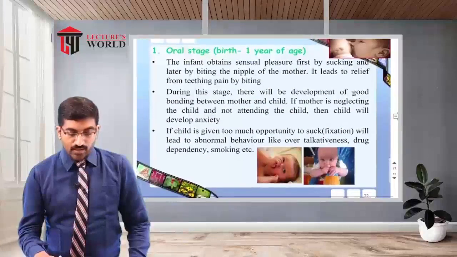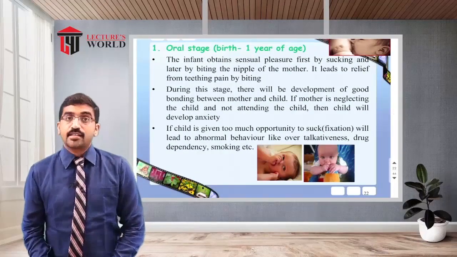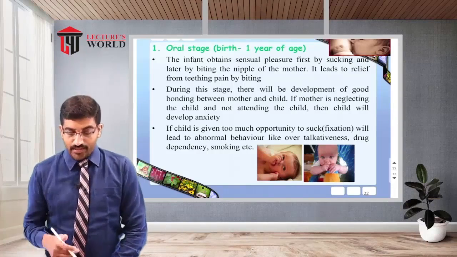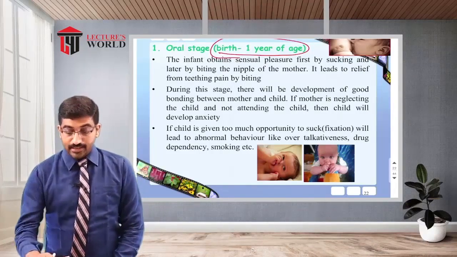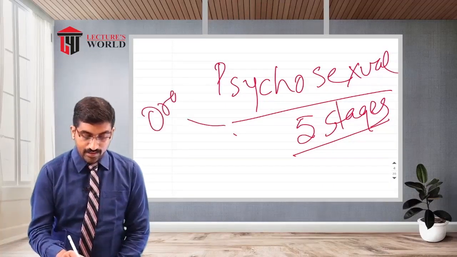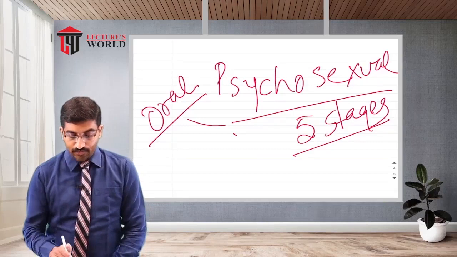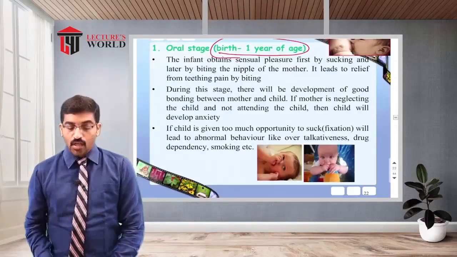The first stage is the oral stage. Oral stage means birth to 1 year of age. This is also known as infant age. From birth to 1 year, infant. We call it the infant oral stage. First stage, birth to 1 year.